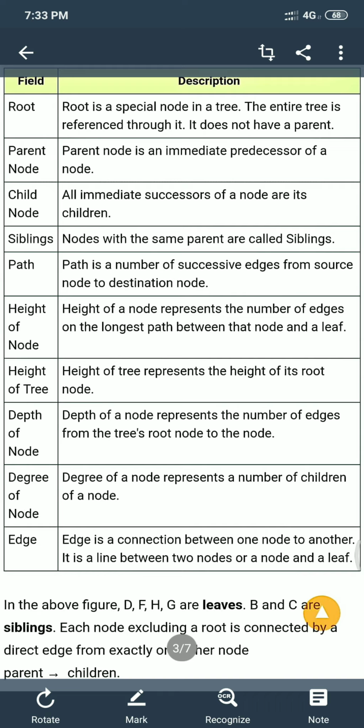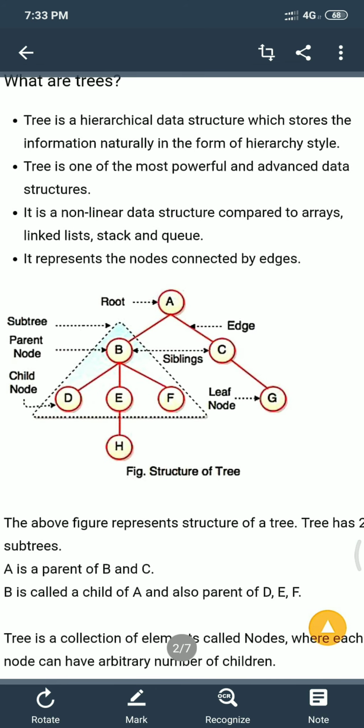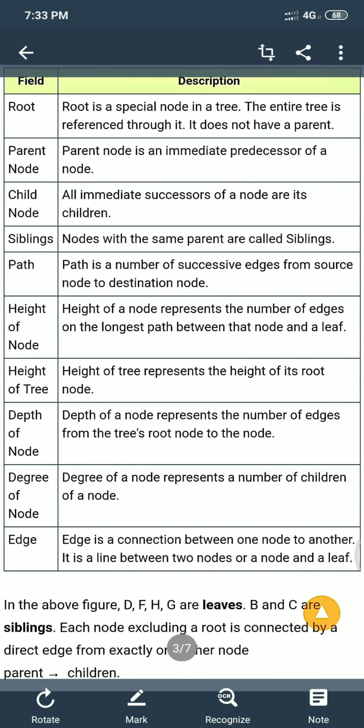Height of a tree. The height of a tree represents the height of its root node. You could see that. The height of a node represents the height of its root node.